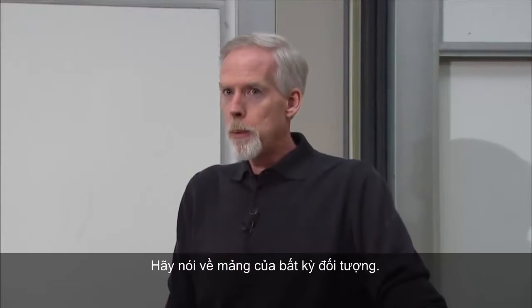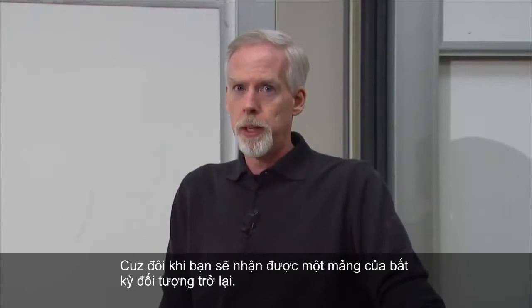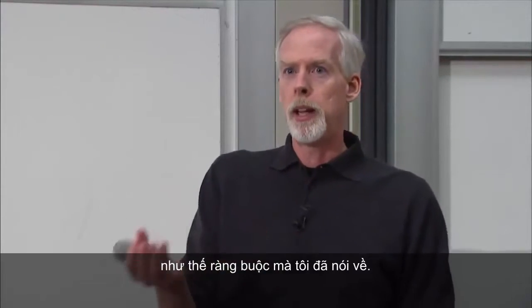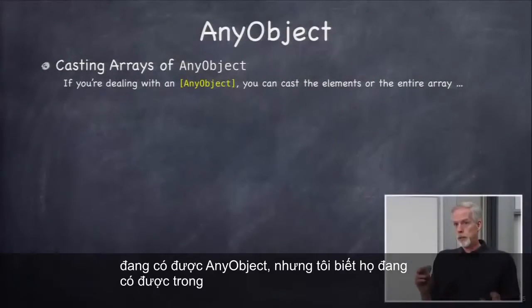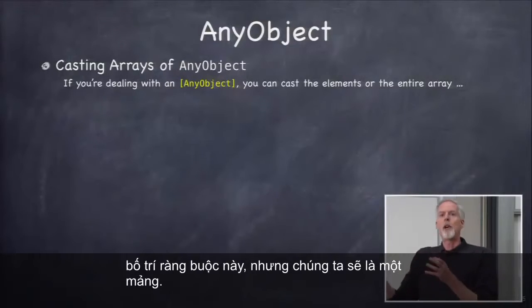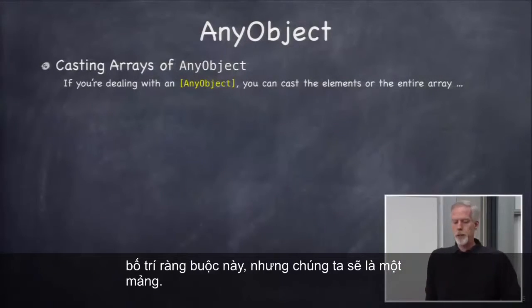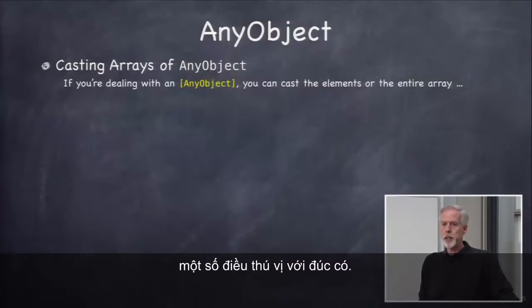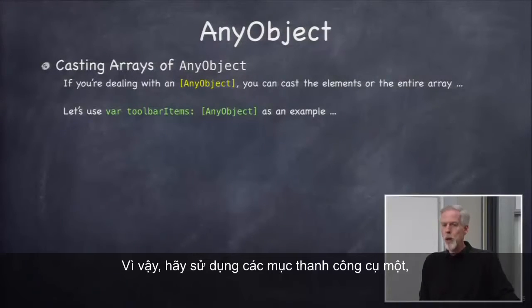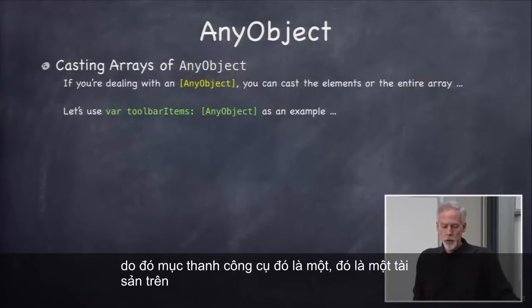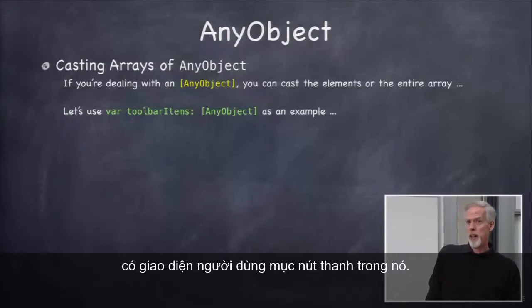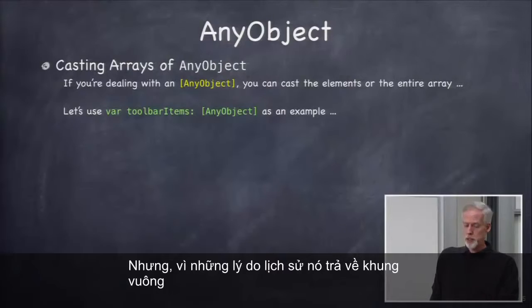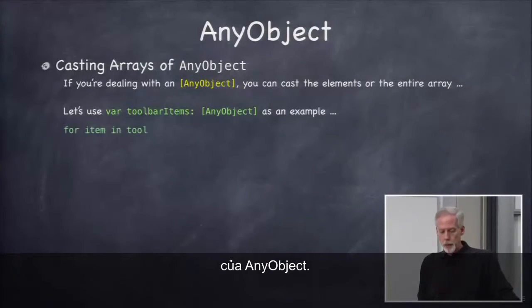Okay. Let's talk about arrays of any object. Because sometimes you're going to get an array of any objects back, like that constraints one I was talking about, where it's an array of constraints that are any object, but I know they're going to be NSLayoutConstraints. So you can do some interesting things with casting there. Let's use the toolbar items one. That's a property in UIViewController, and it returns an array that's going to have UIBarButtonItems in it, but for historical reasons, it returns this square bracket of any object.